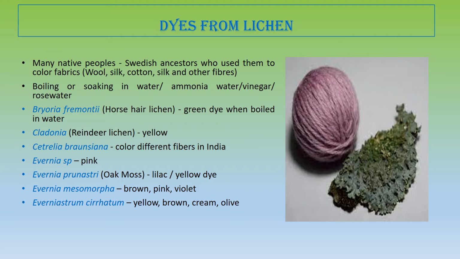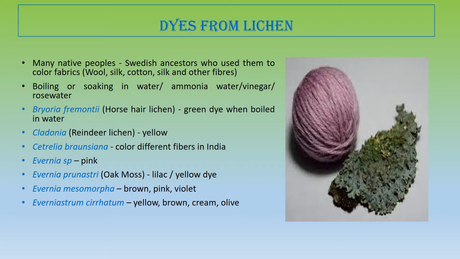Apart from being used as a dye, Bryonia fremontii is used as a food and forage material for flying squirrels and caribou deer, and also as a nesting material for birds. The green, as well as the yellow or brown dye from Bryonia, is due to vulpinic acid. This vulpinic acid is a pigmented material, but it is also very toxic. Bryonia fremontii is used for dyeing both textiles as well as quills by the native Indian people of America.